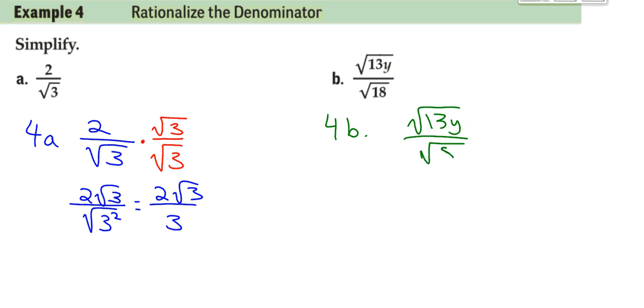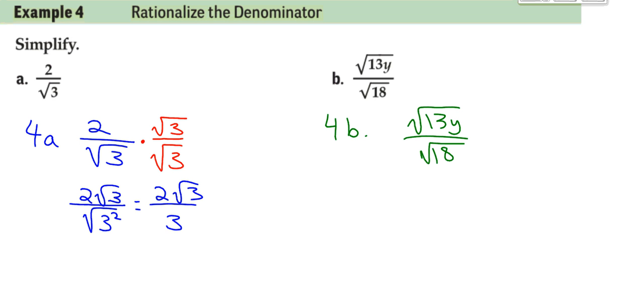Now, our next problem is 4b, and this one is the square root of 13y over the square root of 18. So a couple things to notice as you look at it. Square root of 13, 13 is a prime number, so that's just done the way that it is. Y is just y. It's going to stay under that radical forever, and so we'll just keep having it under the radical as we go. But the square root of 18, that can be put in simple radical form.